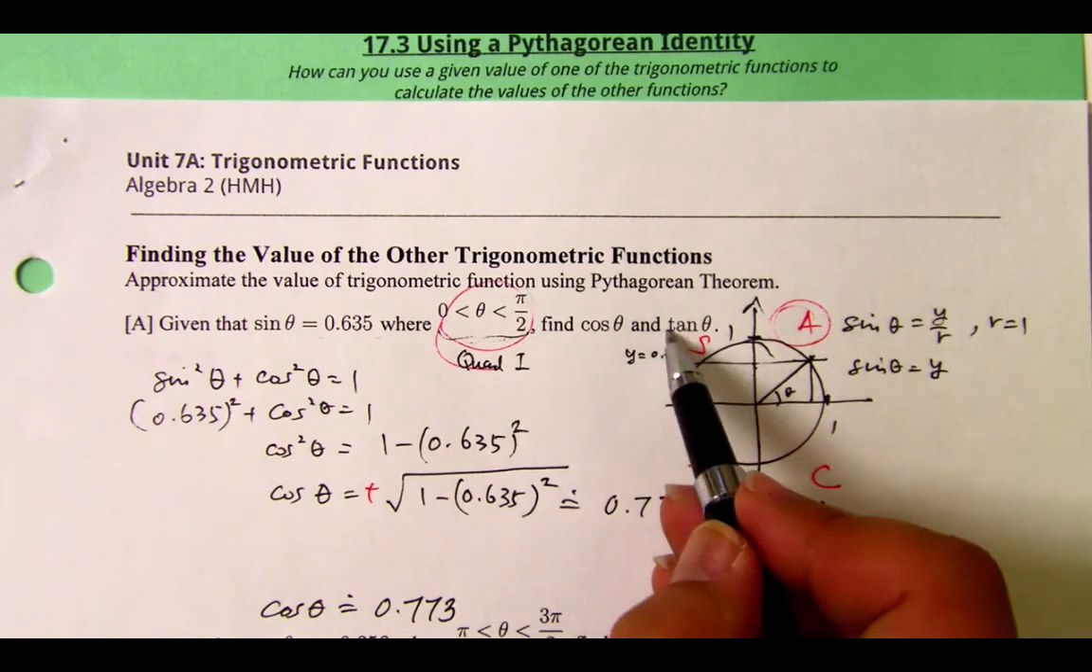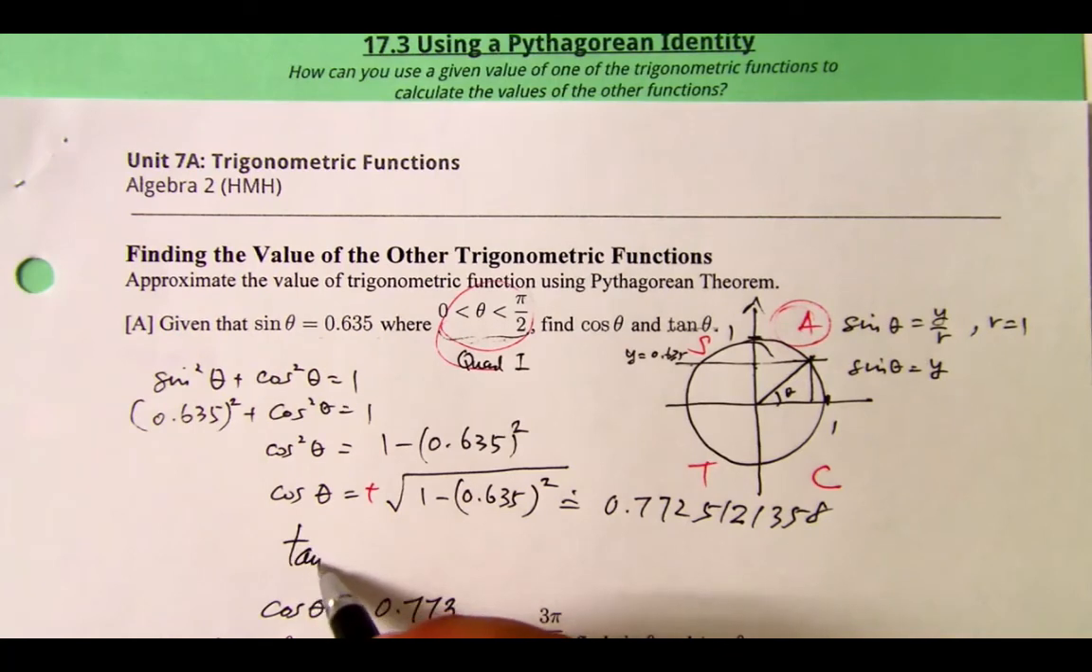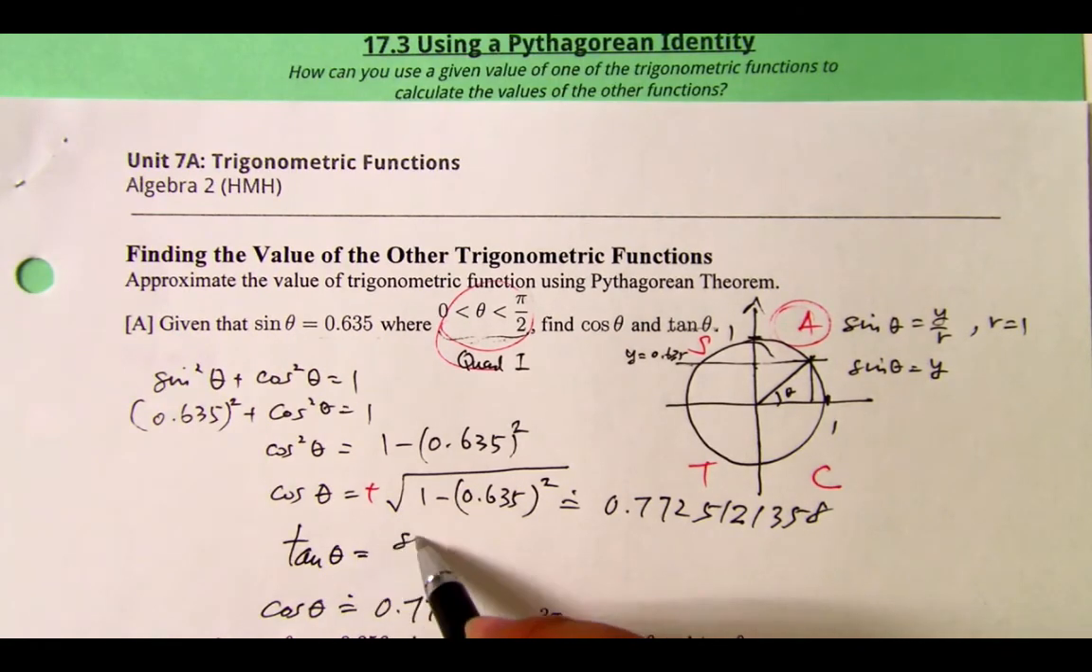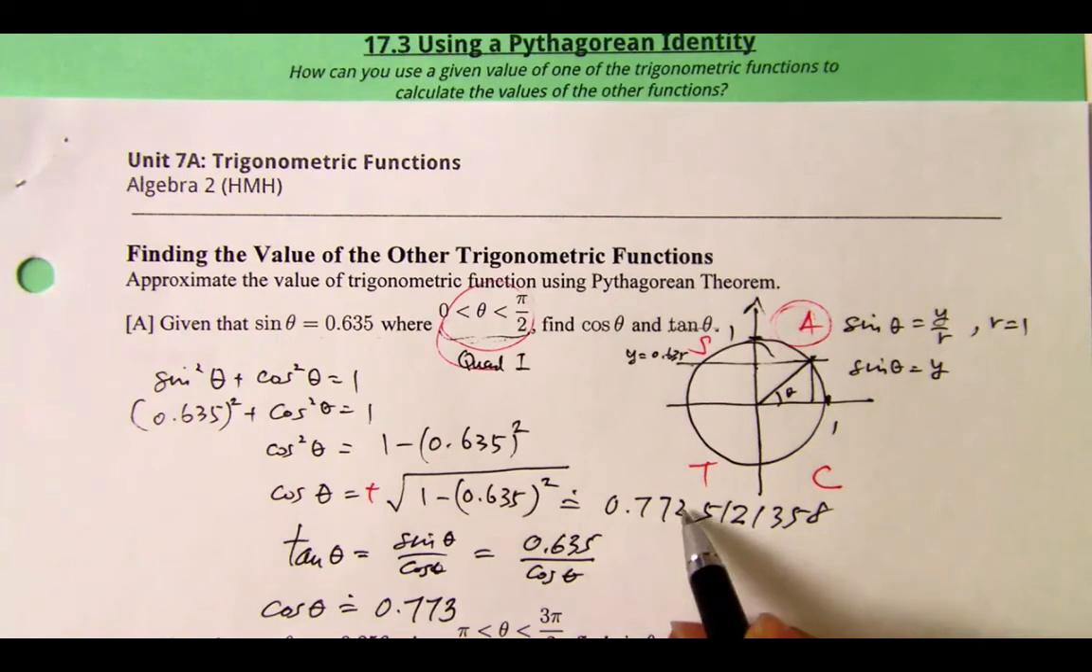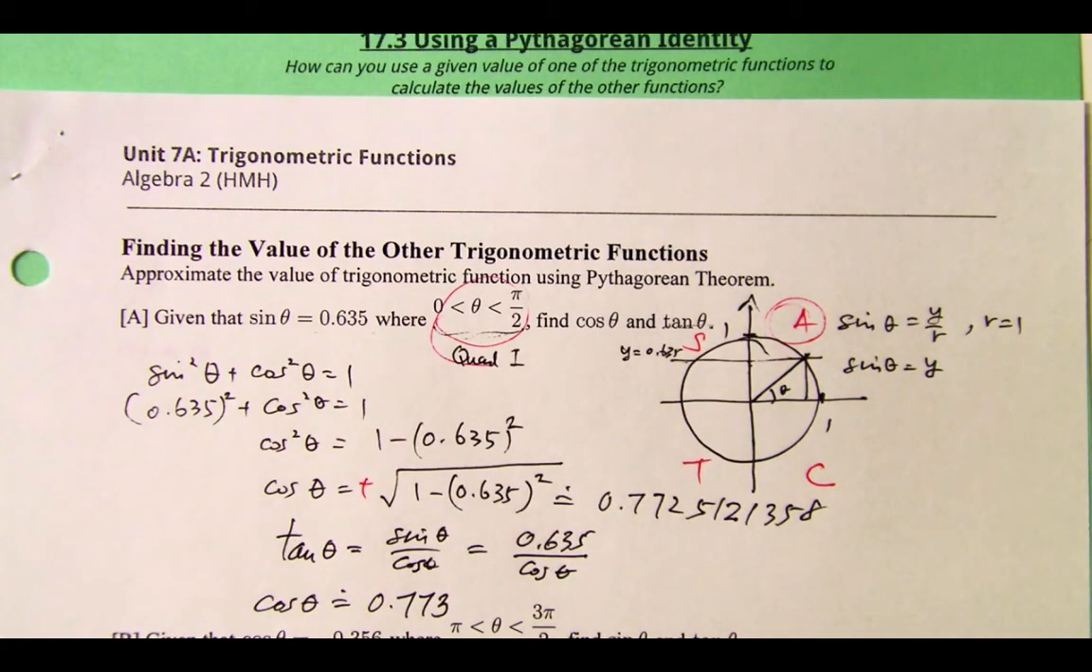Now we still have to look for the tangent, right? So what is tangent, guys? By definition, sine theta over cosine theta. Sine theta was given to us exactly, right? And the cosine theta is right here. So what I want you to do is, once you put it into the calculator, I want you to use the exact value. I don't want you to approximate it. And to show that to you, here it is.